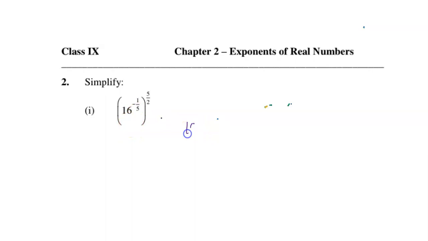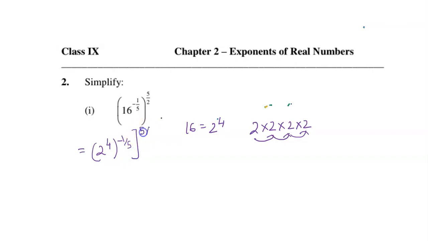Okay, so 16 means, students, I can write this as 2 raised to the power 4. So you can calculate, 2 1s are 2, 2 2s are 4, 4 2s are 8, 8 2s are 16, right? So this means in place of 16 I can write this as 2 raised to the power 4. So I will write this as now 2 raised to the power 4, right? Then minus 1/5, students. Be careful of brackets and powers, and then you have 5/2.